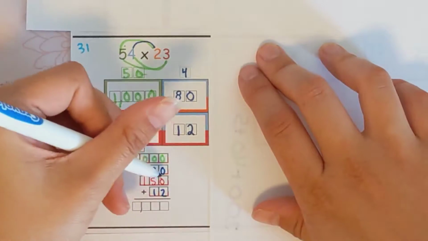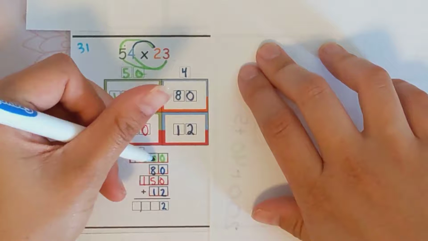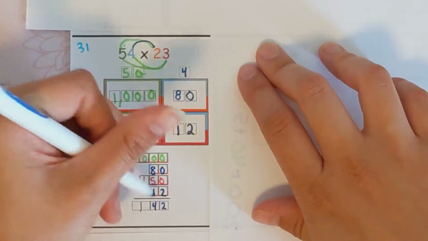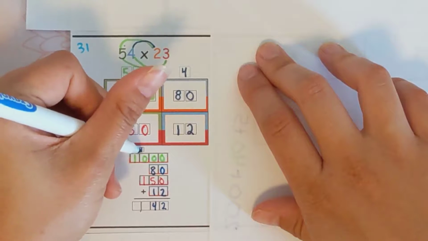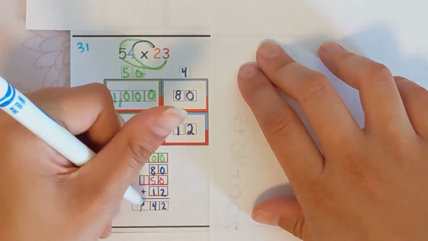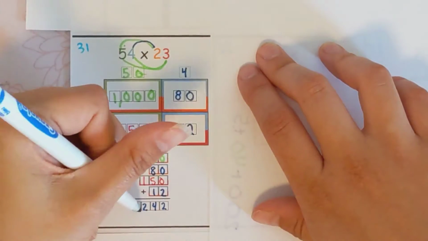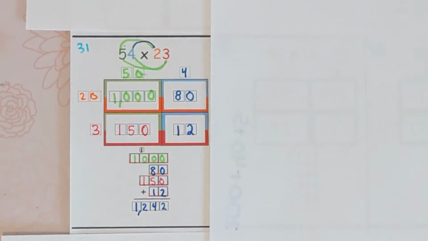So 0 plus 0 plus 0 plus 2 is 2. 0 plus 8 plus 5 plus 1 is 14. We're going to carry the 1 up top. There's that little box there. It reminds me. 1 plus 1 is 2, and 1 plus nothing is 1. So we got 1,242.